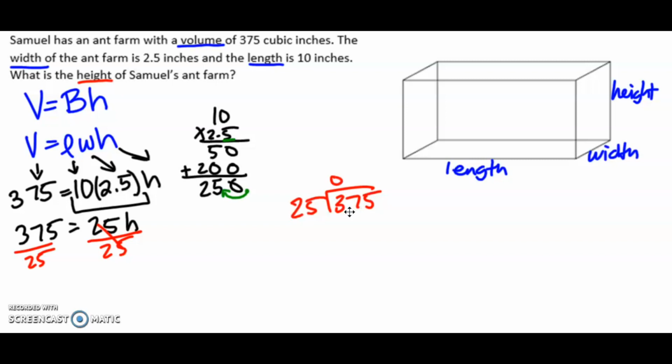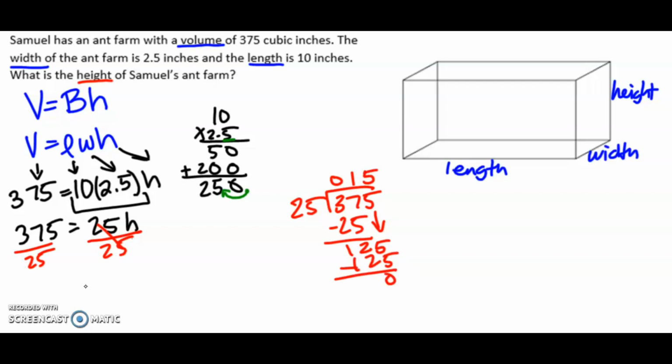25 can't go into 3. 25 can go into 37 one time. So we subtract. We get 2 and 1. Bring down the 5. Make sure everything's nice and neat and lined up. 25 goes into 125 exactly 5 times. So it cancels out and terminates completely.